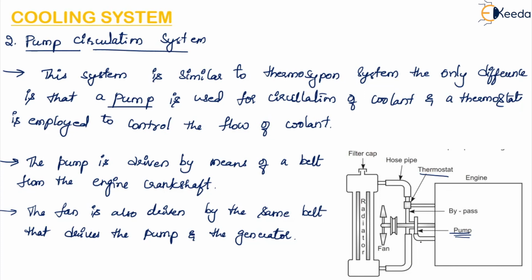The water flows through the cylinders of the engine, collects the heat and is then pumped into the radiator with the help of this pump. Then there is a fan here which rotates and cools the water passing through the radiator, and there is a collector tank where the water is collected. You can see in this system a thermostat is used for controlling the flow of the coolant or the water.